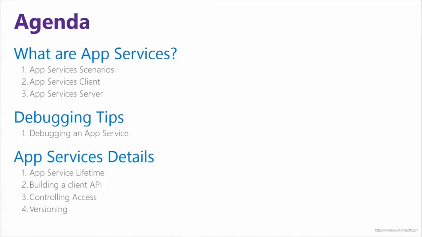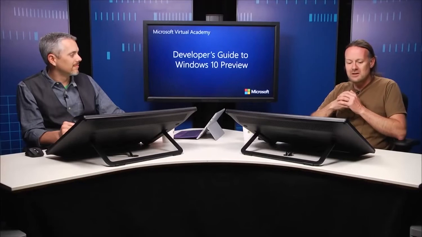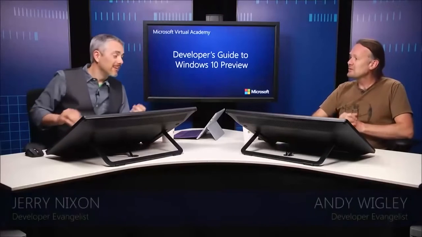So that was a run through what we have with app services. We looked at what it is, ran through quickly the bare bones of a client and the server, and you can see it's not particularly complicated. We looked at how you might want to debug this, how you find the package family name and how you set breakpoints and things. And then we dug a little bit into some of the other aspects that you might want to think about in using these: the lifetime, how you might want to wrap it in a nice clean client SDK, a little bit about controlling access and versioning. It's cool stuff. It really is, yep.